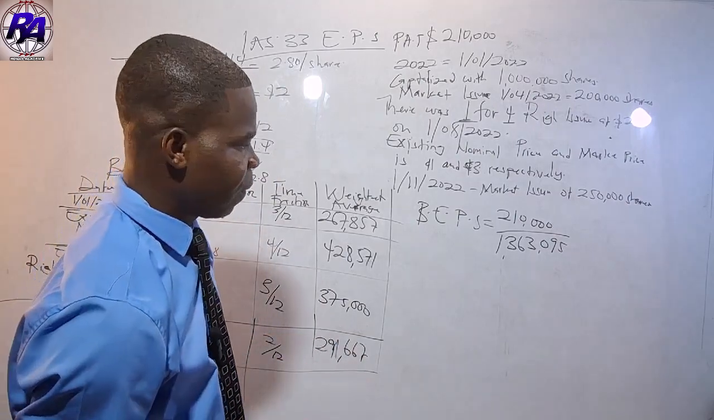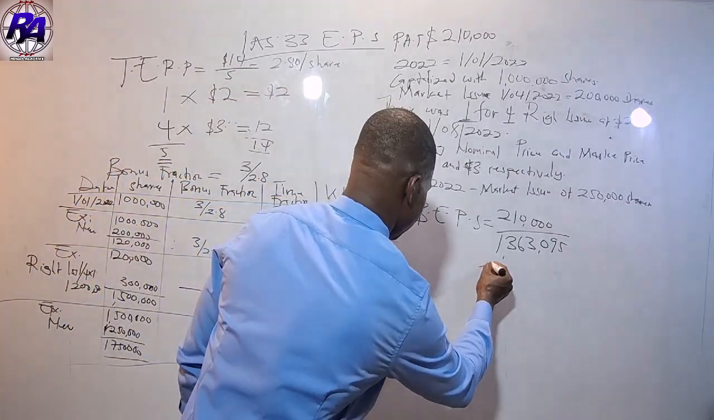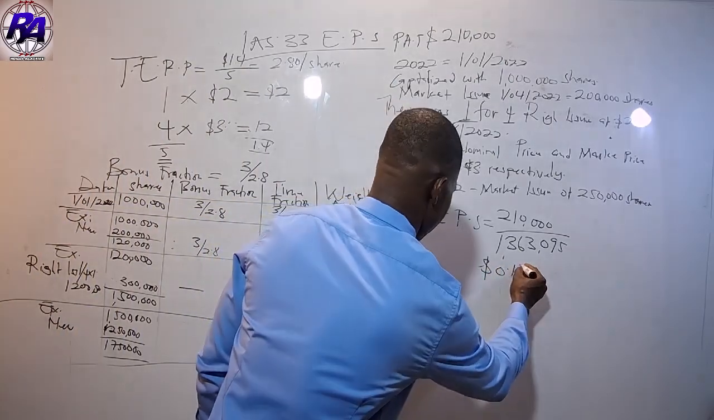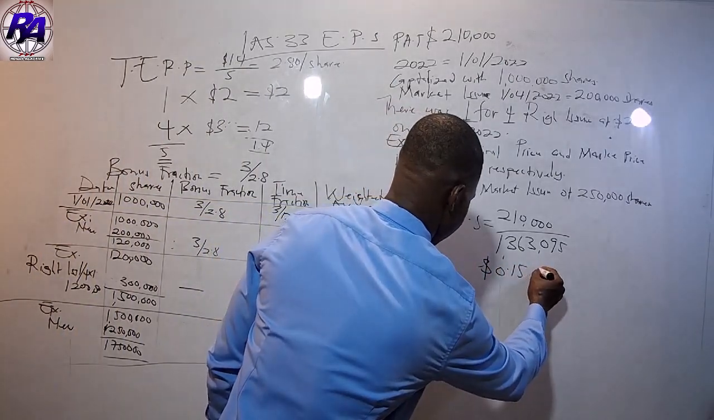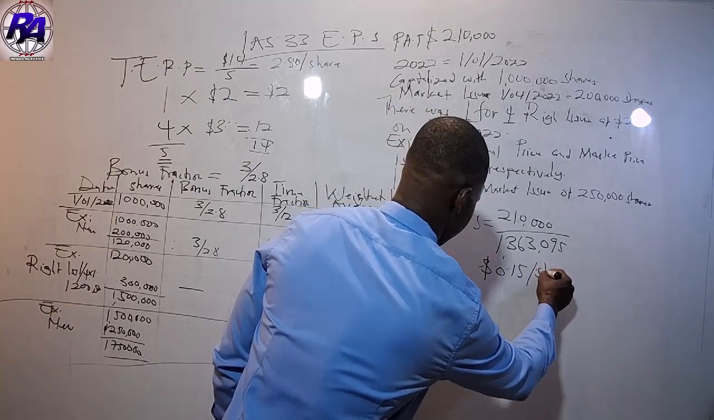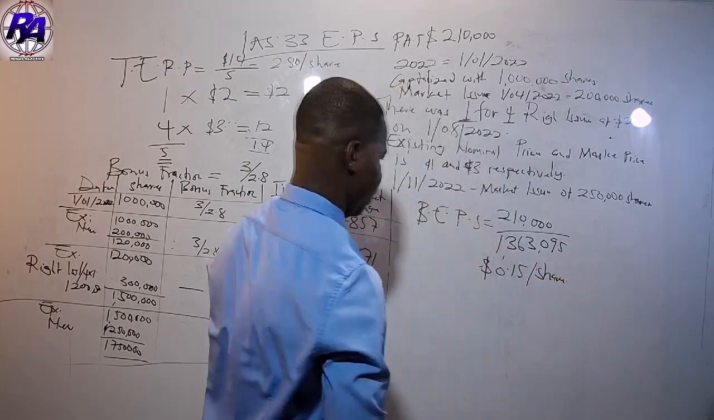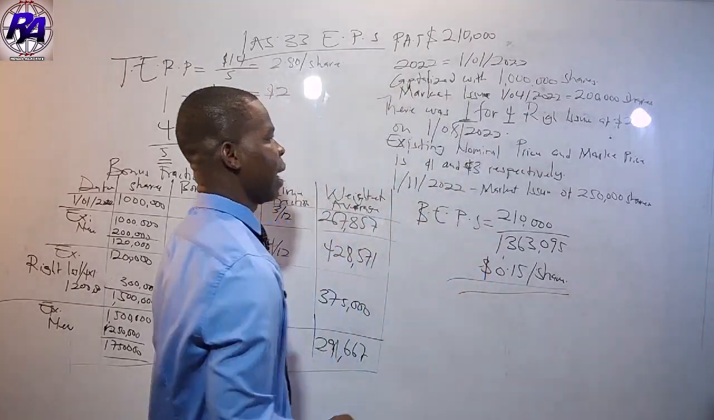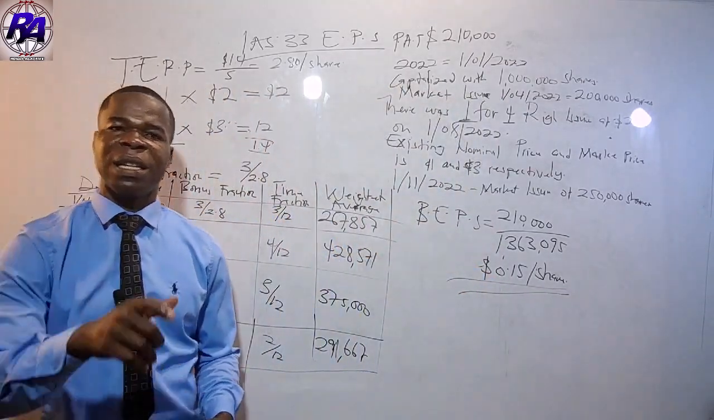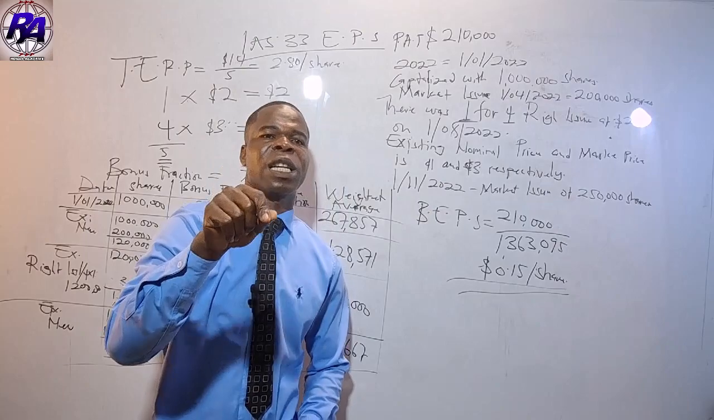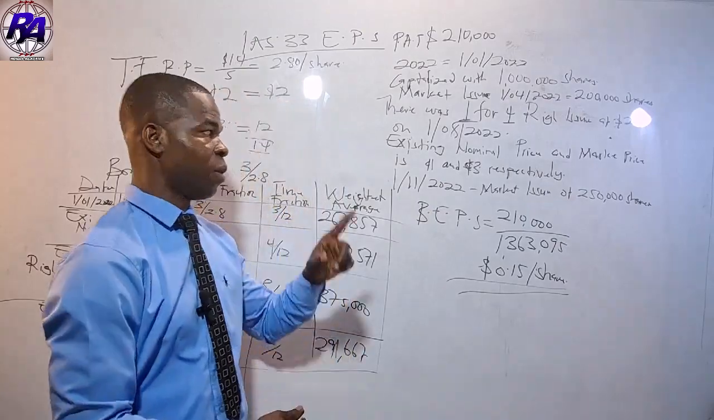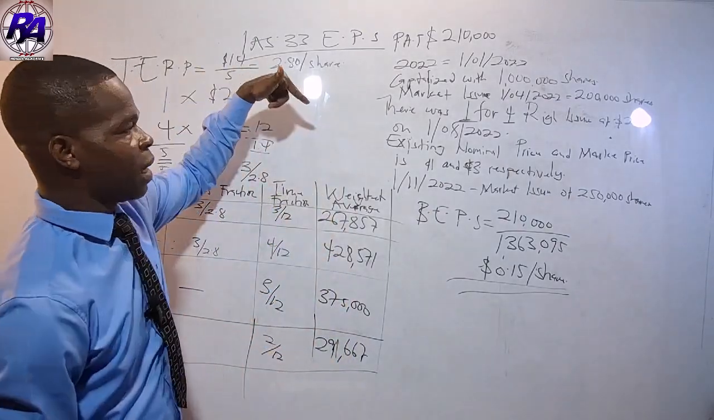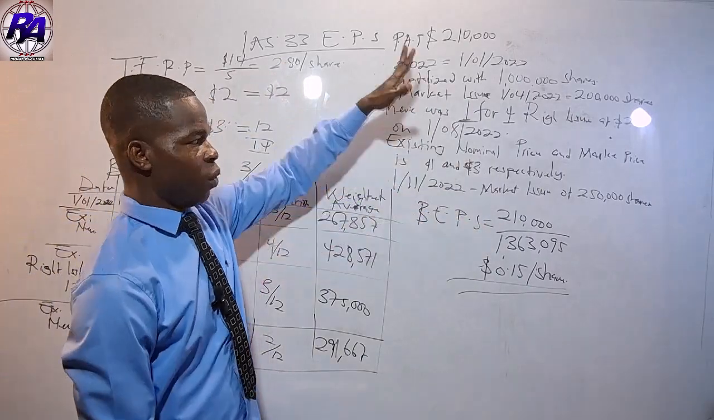So if you do this correctly, we are going to get a basic earnings per share of $0.15 per share. So that is going to be our basic earnings per share. This is under a rights issue. So the difference here is how to get a bonus fraction under a rights issue. So don't forget that to get a basic earnings per share, we go by this approach.